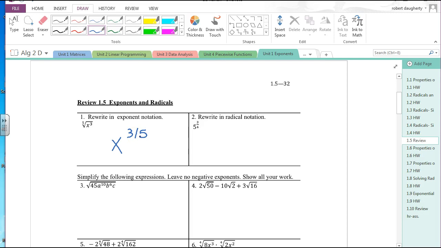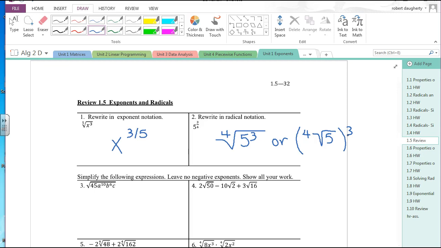Number two, rewrite this in radical notation. This is the fourth root of 5 cubed, or you could write it like this, the fourth root of 5, all of that cubed. It doesn't matter which order we do that. So the fourth root of 5, all of that cubed, or the fourth root of 5 cubed, either way.